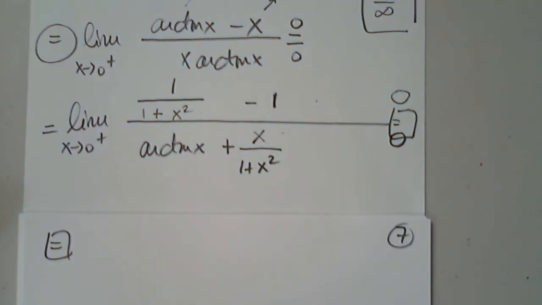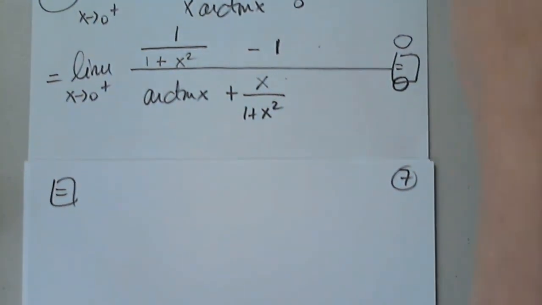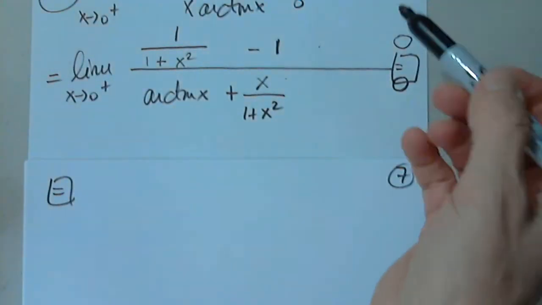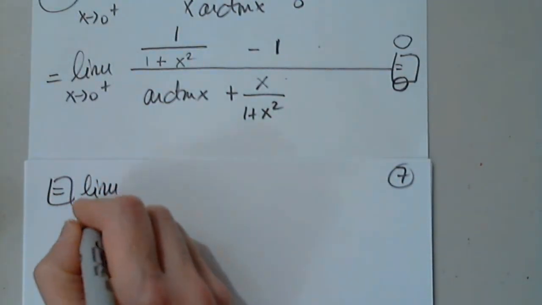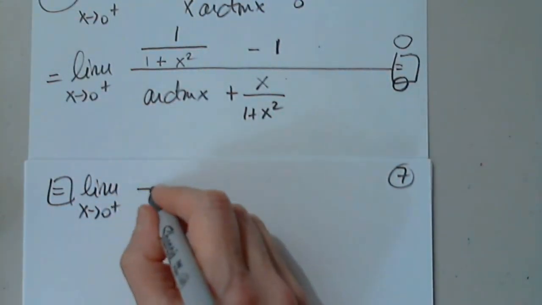Still 0 over 0. I have to continue. I apply L'Hopital's rule the second time. As long as I have 0 over 0 or infinity over infinity, I have to apply it as many times as I need, because I can.